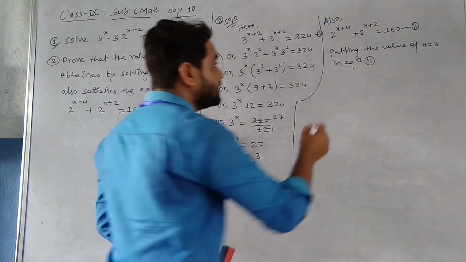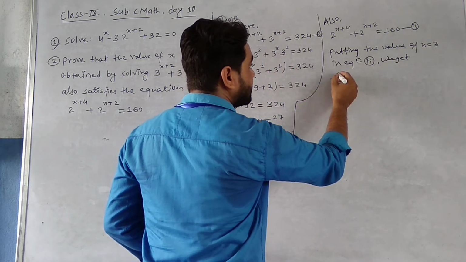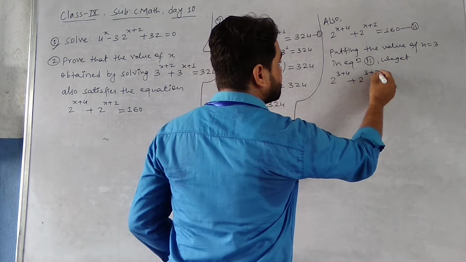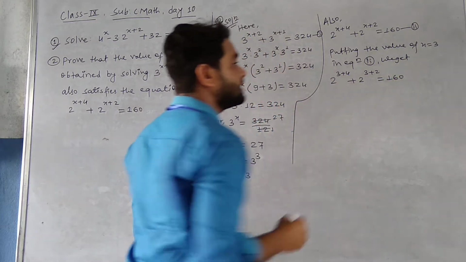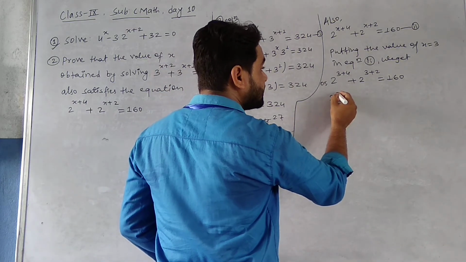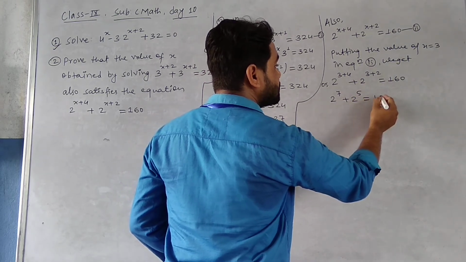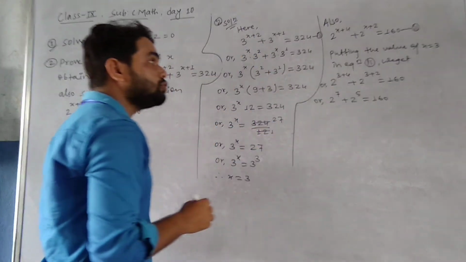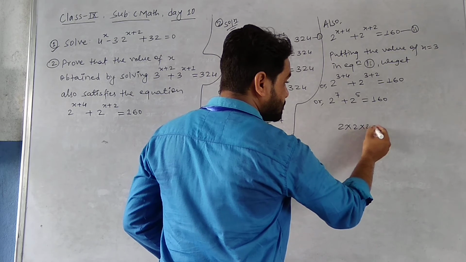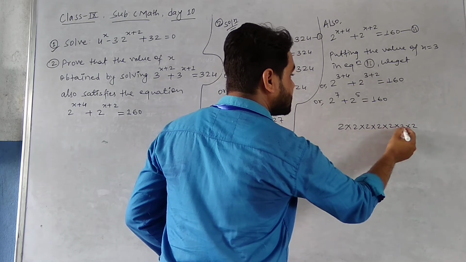Let's put that. Then we get 2 power 3 plus 4 plus 2 power 3 plus 2 equals to 160. Now let's simplify this. 2 power 3 plus 4 means 7, plus 2 power 3 plus 2 means 5, equals to 160. 2 power 7 means 2 seven times, that means 2 into 2 into 2 into 2 into 2 into 2 into 2. 1 2 3 4 5 6 7 are here.